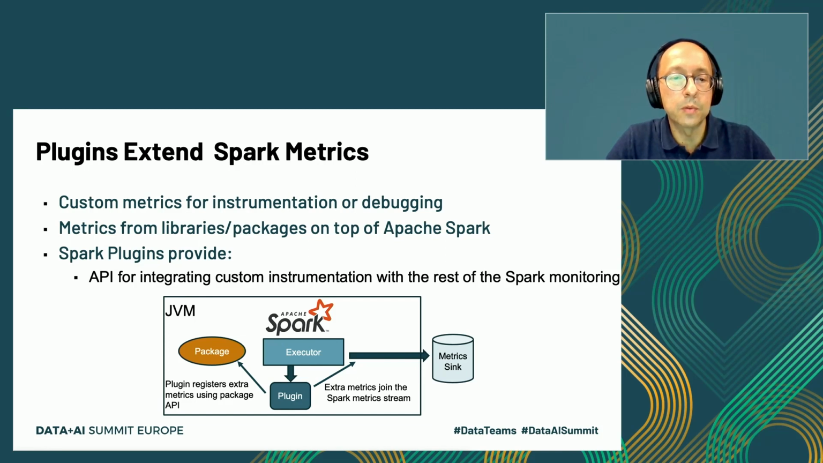This is how plugins work. When the executors start, the code in the plugin is executed, and the code in the plugin is given a hook to the monitoring. So it can actually look at the external packages that run on top of Apache Spark, and also have a hook for the monitoring. So the plugin can add additional instrumentation and put it inside the common metrics sinks together with the other metrics that we've seen in the dashboard before. So Spark plugins provide an API for integrating custom instrumentation with the rest of Spark monitoring.